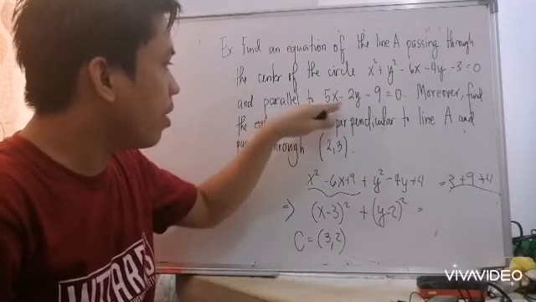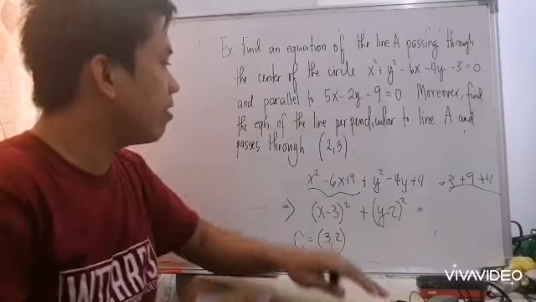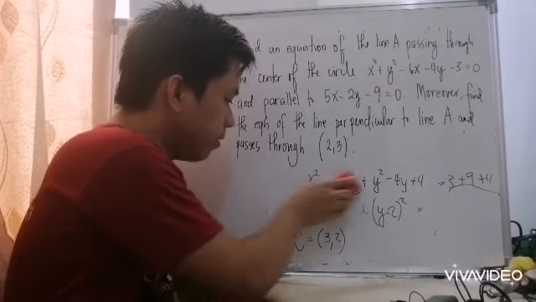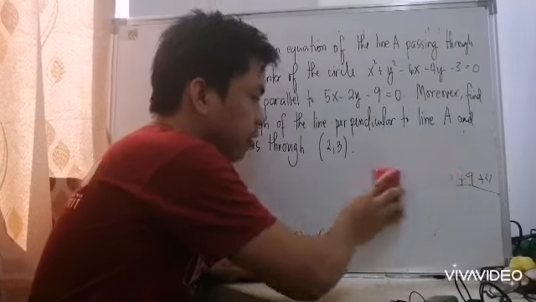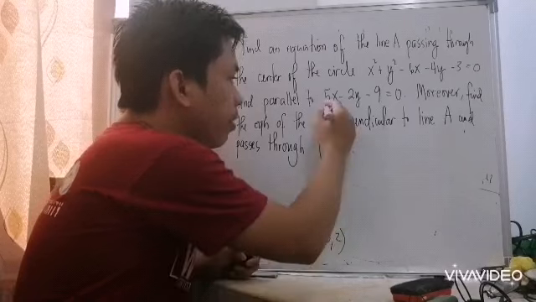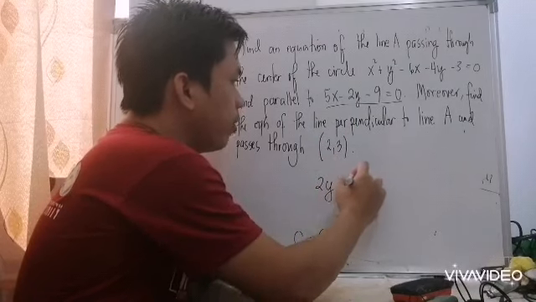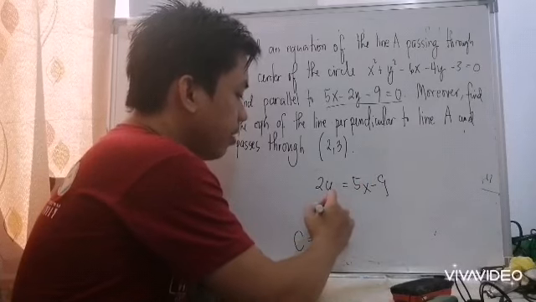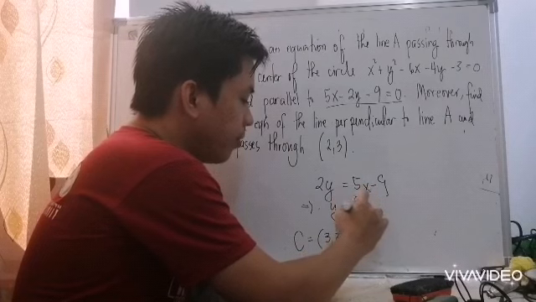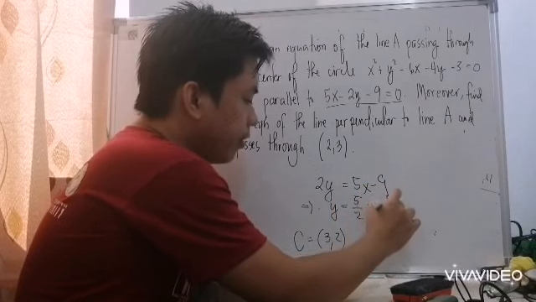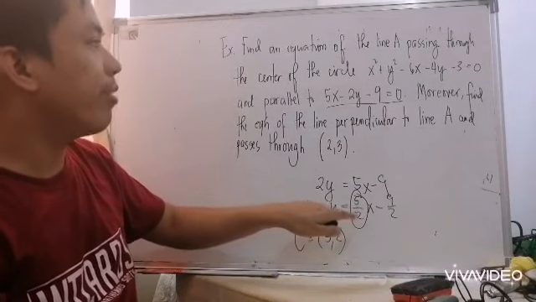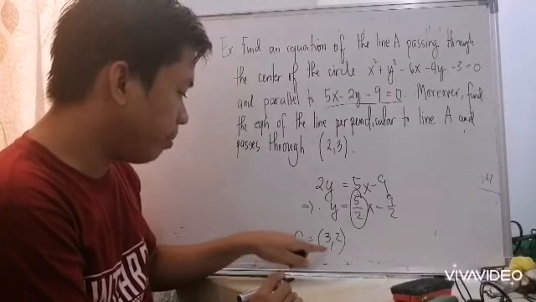So we'll have to get the slope of this line. We can erase this here now. If we rewrite this, it becomes 2y equals 5x minus 9. So this becomes y equals 5 over 2 x minus 9 over 2. So your slope is 5 over 2, which is also the slope of line A. So this is now the point.